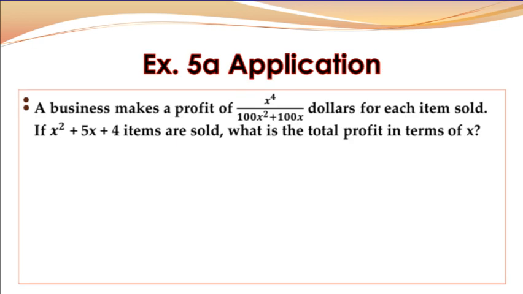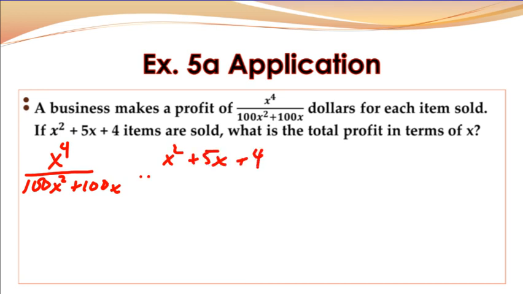A business makes a profit of x to the fourth divided by 100x squared plus 100x dollars for each item sold. If x squared plus 5x plus 4 items are sold, what is the total profit in terms of x? So if they make a profit of that amount for each item sold and they've sold these, we're going to be multiplying those two expressions. So x to the fourth over 100 x squared plus 100x times x squared plus 5x plus 4. This is all over 1.